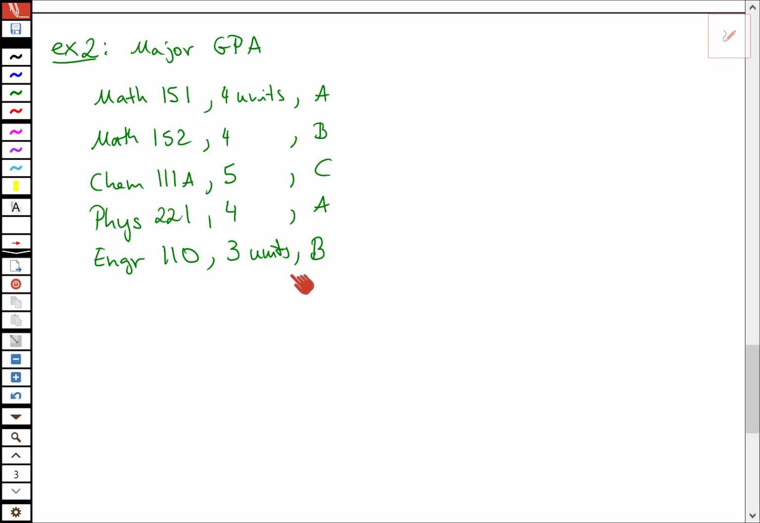So to calculate your major GPA, what you would do is you're going to take each class and take the number of units and multiply it by the value for the grade. So an A is 4.0, a B is 3.0, a C is 2.0, and a D would be 1.0, and an F would be a 0, so it doesn't count. But it does count for the number of units you've taken. So for D, it was 1.0.